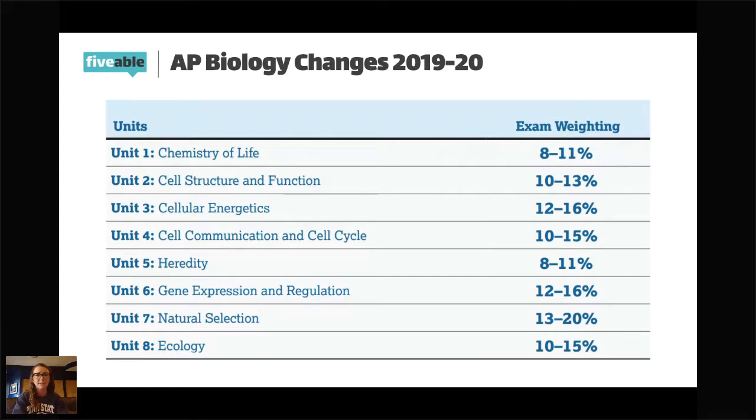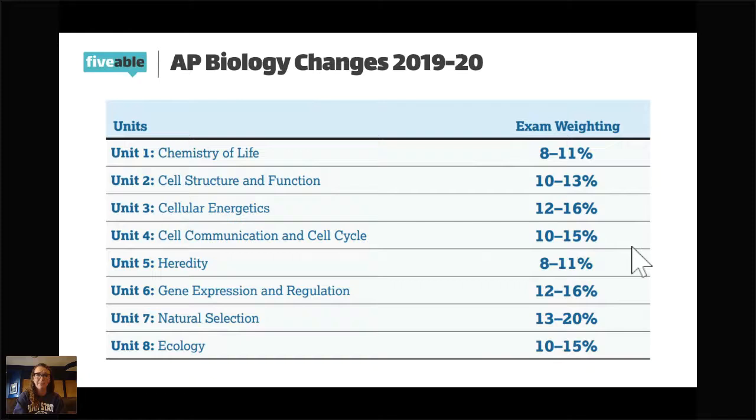And I can post these slides. I mean, they're really nothing special. It's basically just snips from the course and exam description, which everyone has access to. Okay, perfect. So that's a high-level overview of changes.